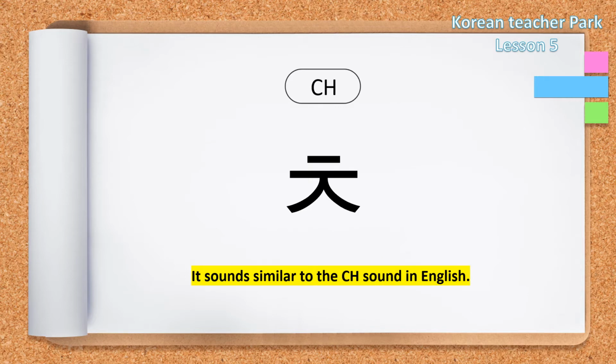Next, it sounds similar to the CH sound in English. Chair, 츠. This sound, 츠. How to write? 츠. Together, 츠.